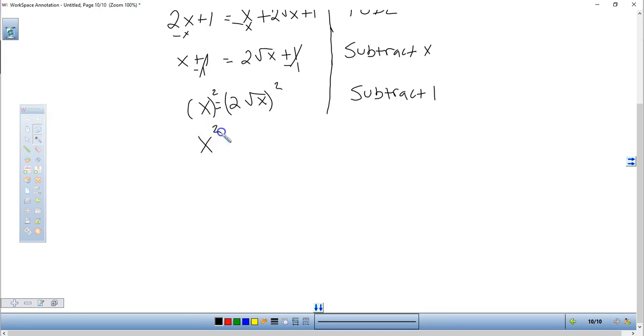So I get x squared on that side. And over here, since I have two terms, I have to square them both. So 2 squared made 4, and the square root of x squared is just x. Well, I'm dealing with a quadratic again, so I need to get it equal to 0.